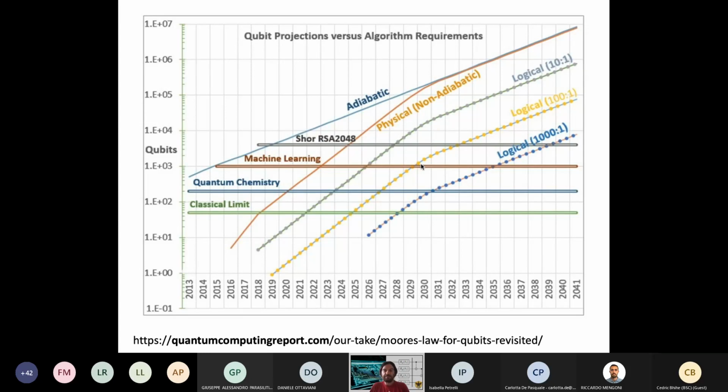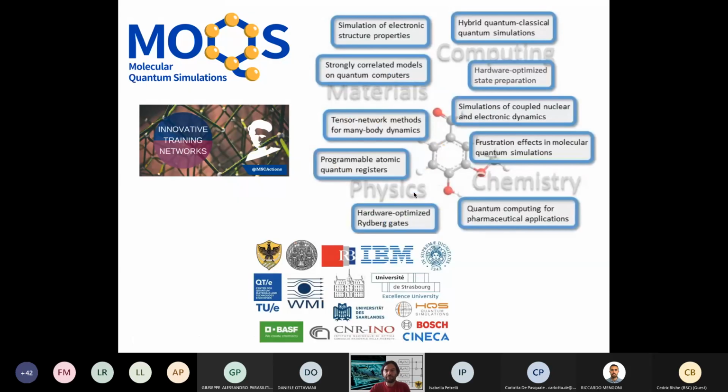So I think this can show you two things: that quantum chemistry is one of the really next applications for quantum computing, and also that we are not so far away. Even in a few years, I think we can reach something that can make quantum computing useful, not only a test case for quantum chemistry.